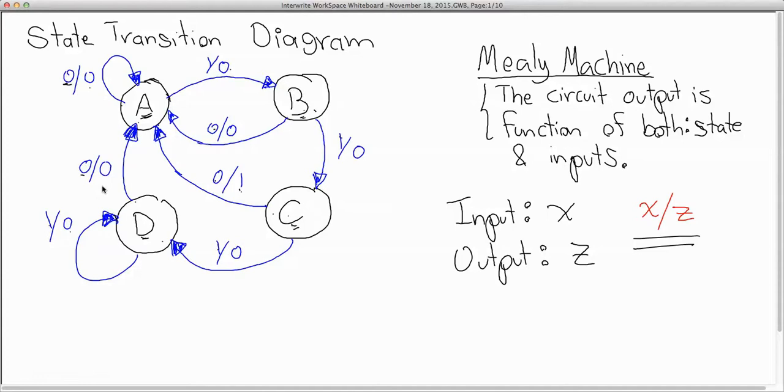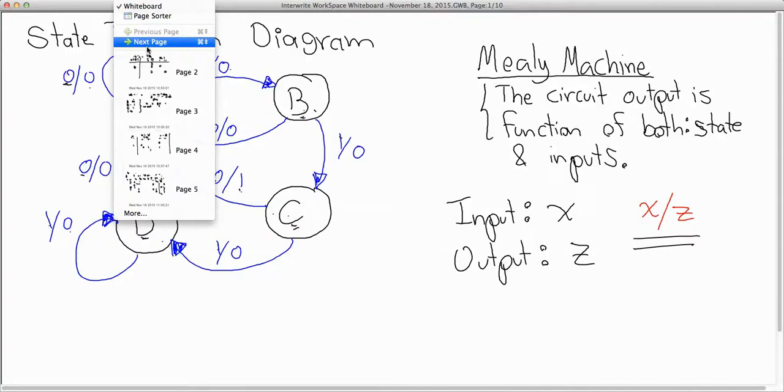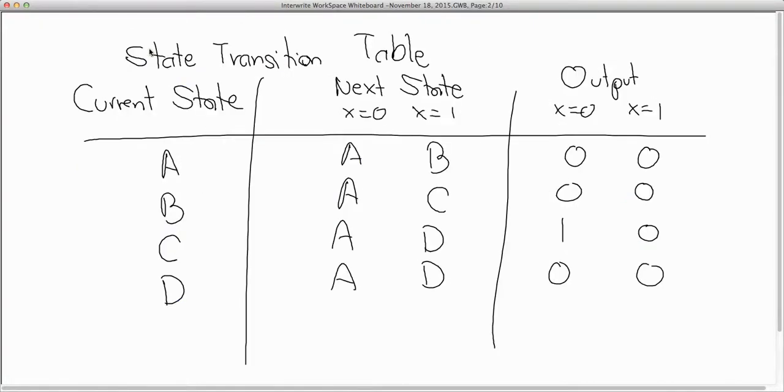Now, what we're going to do is take this and convert it into a table, which we're going to call the state transition table. Basically, the table is going to look like this. It's going to have a current state, and the current state is going to be A, B, C, or D. Here we're going to have a next state.